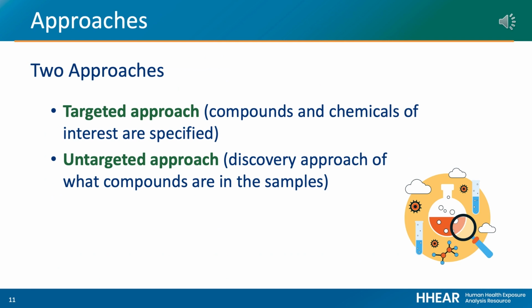When studying environmental exposures, there are two main types of laboratory approaches. First is the targeted approach, in which compounds and chemical elements of interest are specified. The second is the untargeted approach. This is more of a discovery approach or a hypothesis-generating approach to identify what compounds are in the samples.